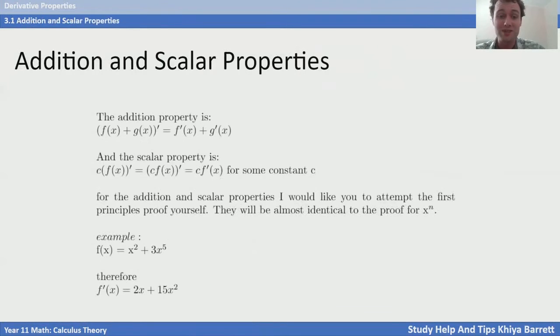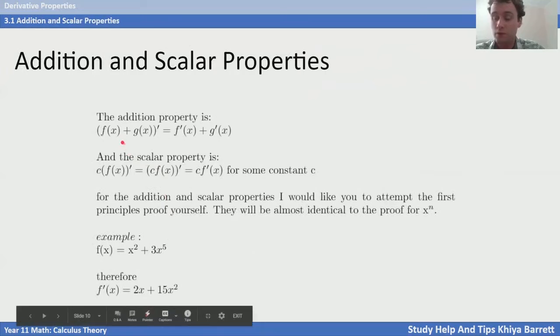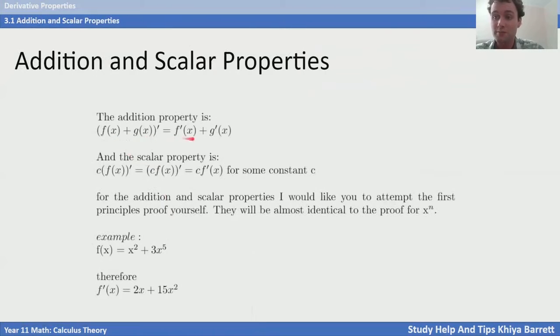Addition and scalar properties. The addition property is, if you've got f(x) plus g(x) and you take the derivative of that, that'll be the derivative of f(x) plus the derivative of g(x). And the scalar property is c multiplied by f(x), take the derivative, equals c multiplied by f(x) derivative. So it doesn't matter where you put the c.